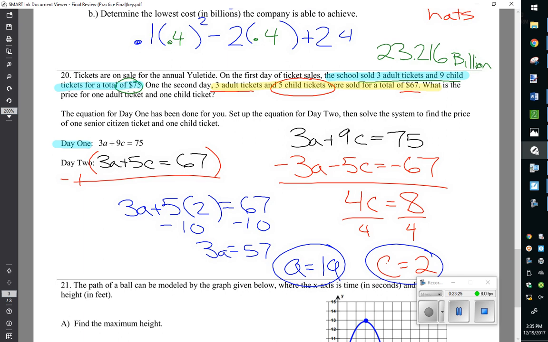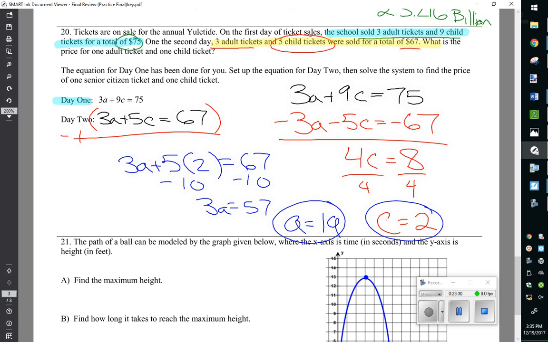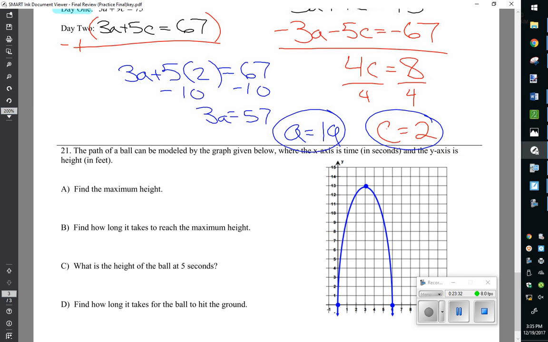Be a kid. Stuff is cheaper. Oh, later on it talks about senior citizen. Don't do the senior citizen.